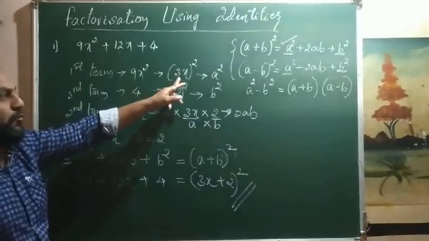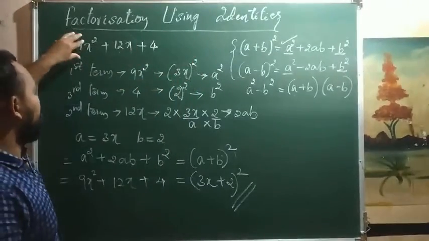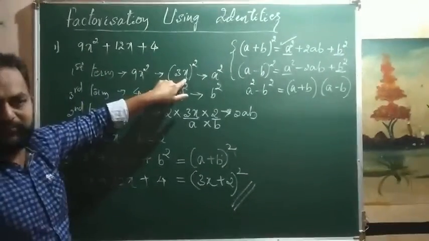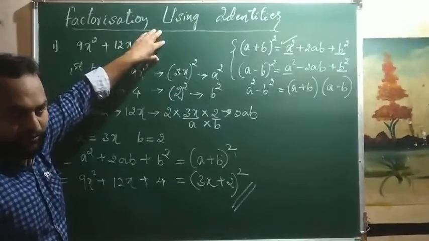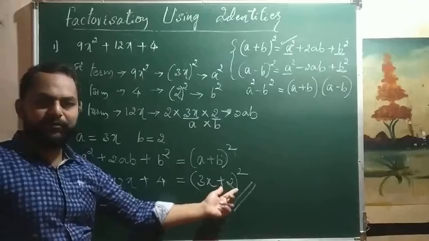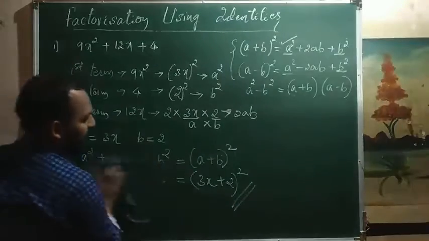The square root of 9x square is 3x. The square root of 9 is 3. The square root of x square is x. Here the last term is also a perfect square. The square root of 4 is 2. Here the a and the b, a plus b whole square. Simple. Okay, take one more example.